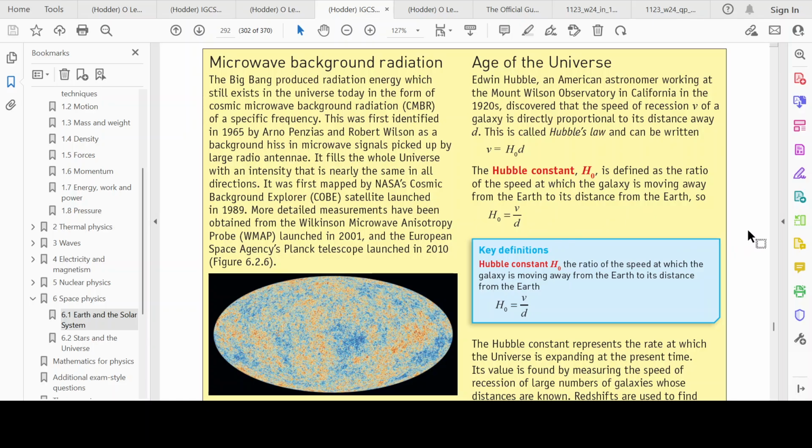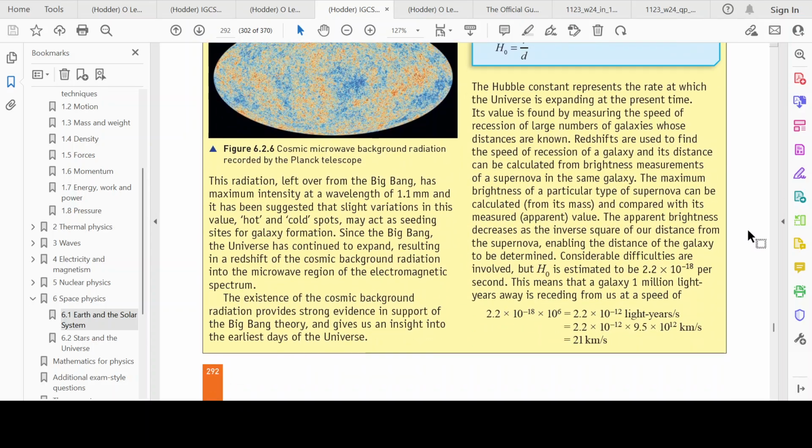Right? Now the calculations are complex, but they say all of this stuff. The Hubble constant represents the rate at which the universe is expanding. The value is found by measuring the speed of recession of a large number of galaxies whose distances are known. Redshifts are used to find the speed of recession of a galaxy, and its distance can be calculated from the brightness measurements of supernova in the same galaxy. The maximum brightness of a particular type of supernova can be calculated and compared with measured values, and the apparent brightness decreases as the inverse square of the distance.